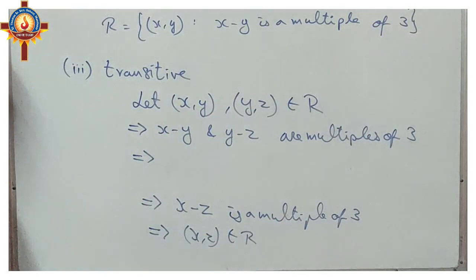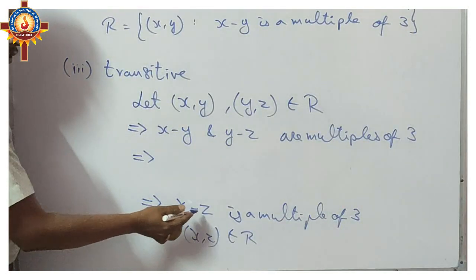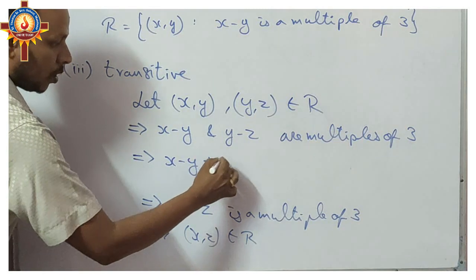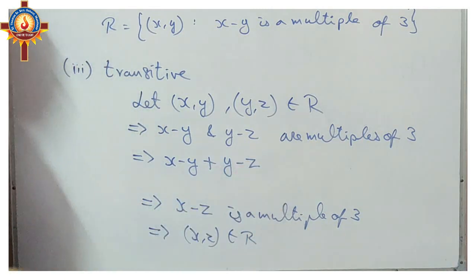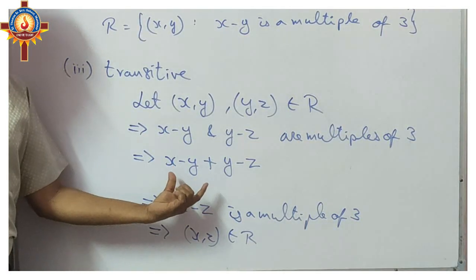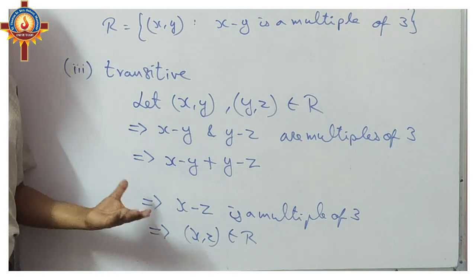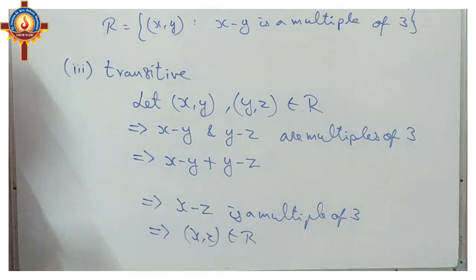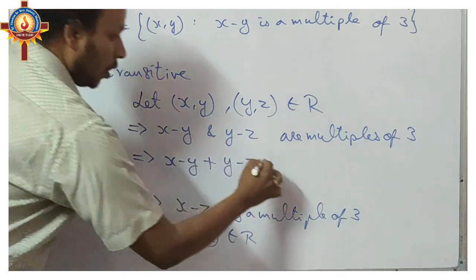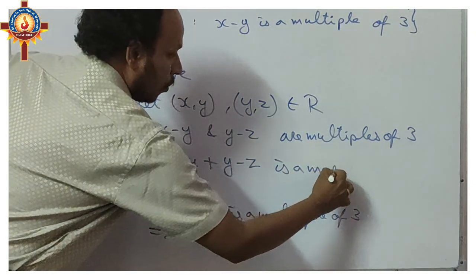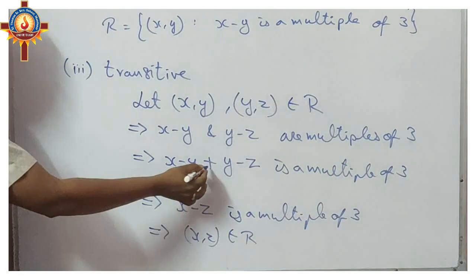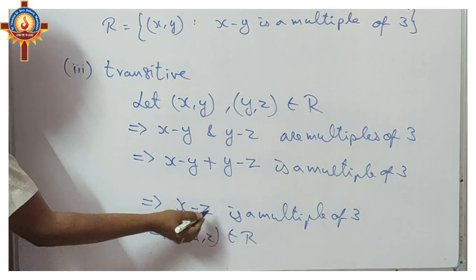So what relation will make x minus z a multiple of 3? The sum of x minus y and y minus z. So will the sum of these two multiples of 3 again be a multiple of 3? Yes. The sum of two numbers which are multiples of 3 will again be a multiple of 3. So adding two multiples of 3 is again a multiple of 3.